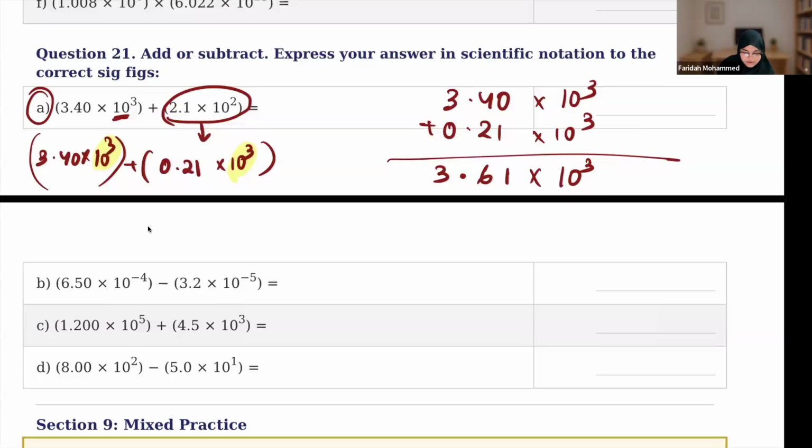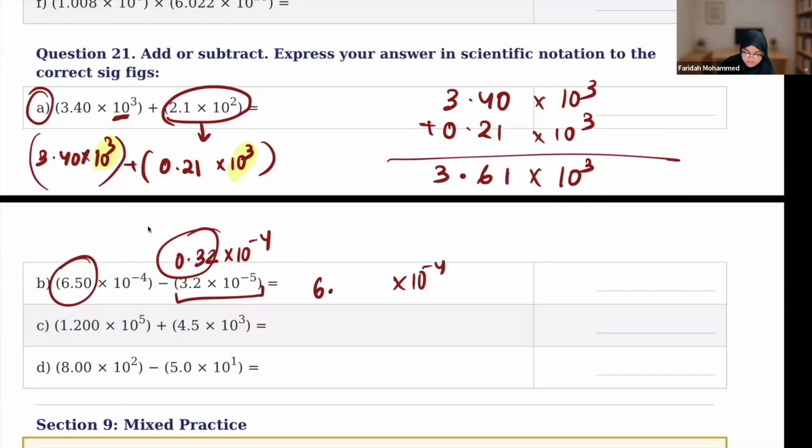Okay, so let's do this together. We want to make this a bigger number, right? This one will be what instead? This will be 0.32 times 10 negative 4. When you add or subtract, you don't care about the 10 negative 4. It's going to stay the same, okay? So now you are just subtracting these two numbers. 6.5 minus that number would be 6.18. That's it. Okay?